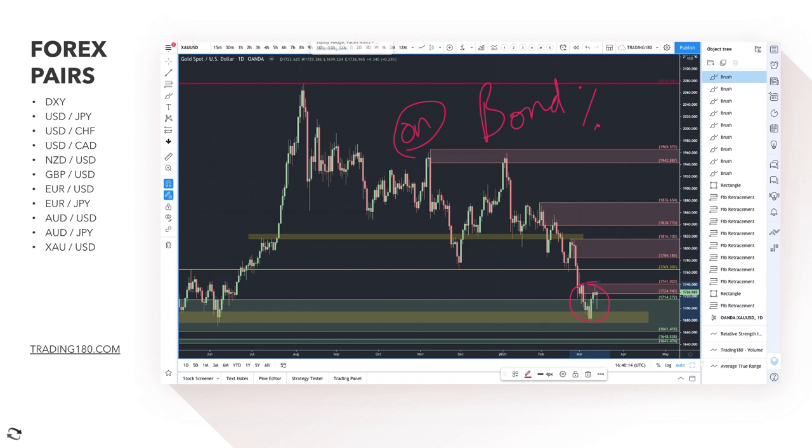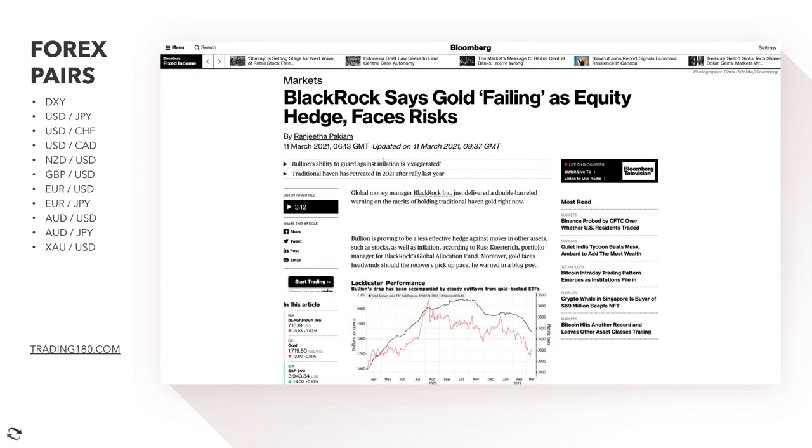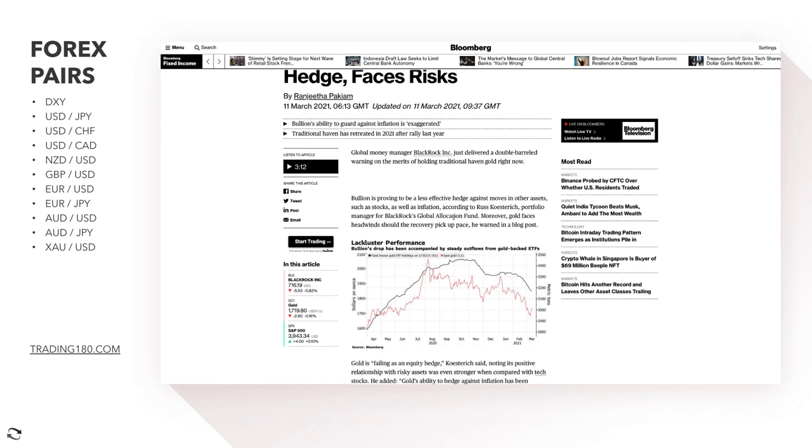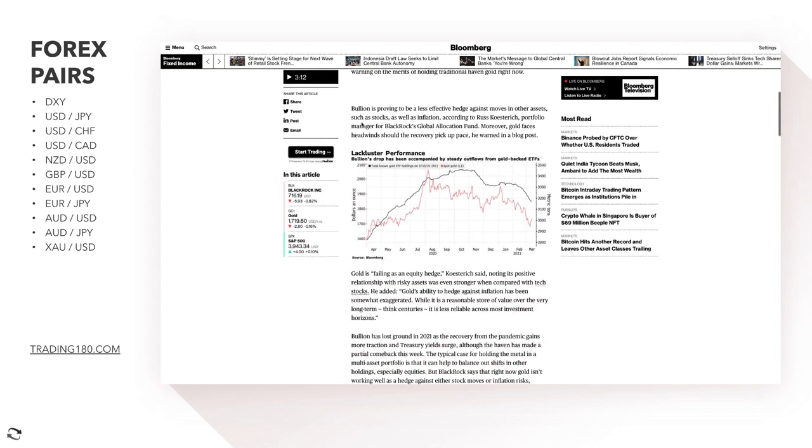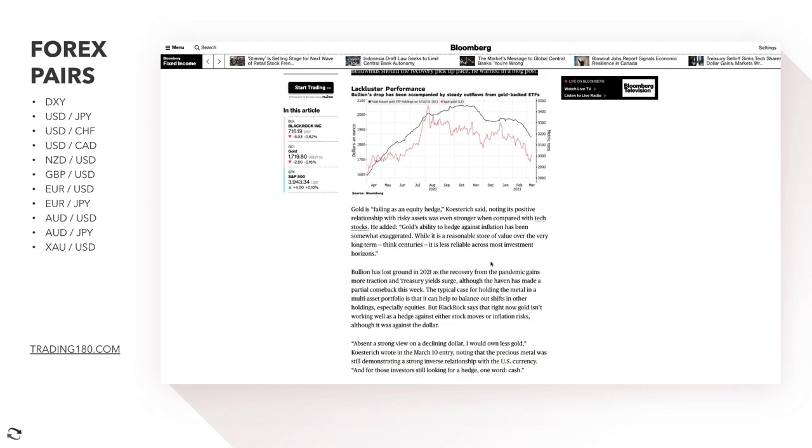Also, there is a BlackRock article. They manage trillions, maybe 7 trillion. They're a really, really big fund, and BlackRock says gold failing as equity hedge faces risks. So the global money manager just delivered a double-barreled warning on the merits of holding traditional haven gold right now. Bullion is proving to be a less effective hedge against moves in other assets such as stocks, as well as inflation, according to Russ Kosterich, portfolio manager for BlackRock Global Allocation Fund. Moreover, gold faces headwinds should the recovery pick up pace, he warned in a blog post. So that's pretty much what I've been saying as well.